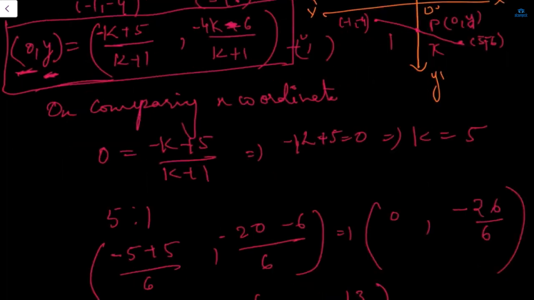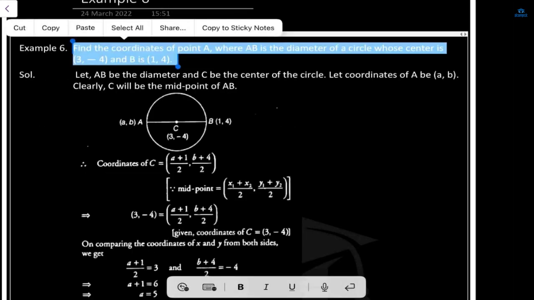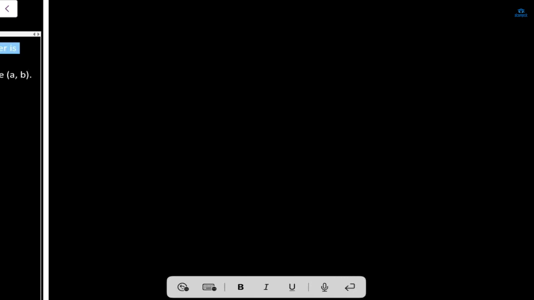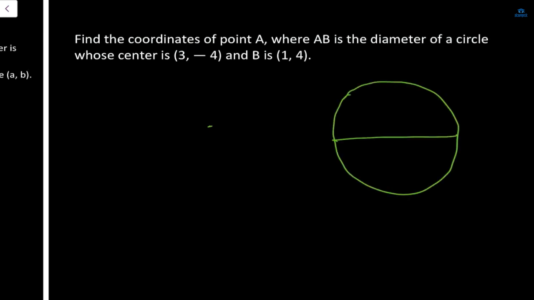Shazan? Yes, ma'am. I heard the same answer. Now let's see. Now this one you can try. I'll explain it to you. You can try this question. Find the coordinates of a point A where AB is the diameter of a circle. So this is a circle whose diameter is AB.